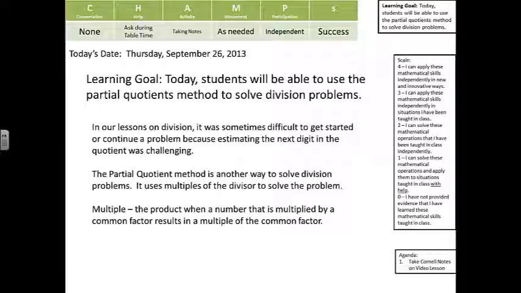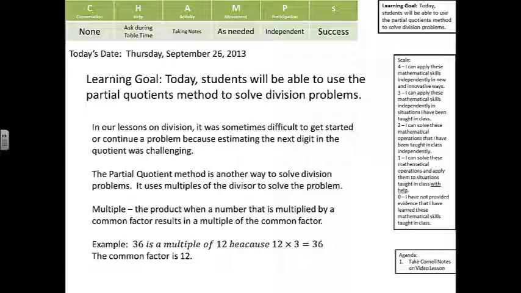You may remember that a multiple is the product of a number that's multiplied by a common factor. What does that look like? Well, here's an example. 36 is a multiple of 12, and the reason why it's a multiple of 12 is because 12 times 3 is 36, and the common factor that we have is 12. So we're going to use this idea of making multiples of the divisor and see how we can use that to solve division problems.